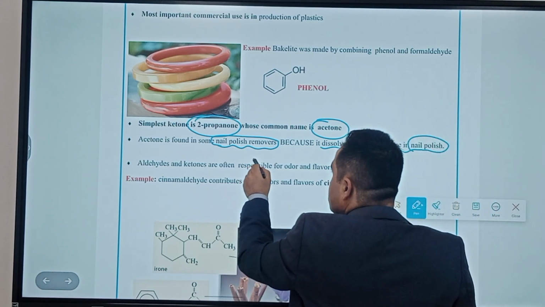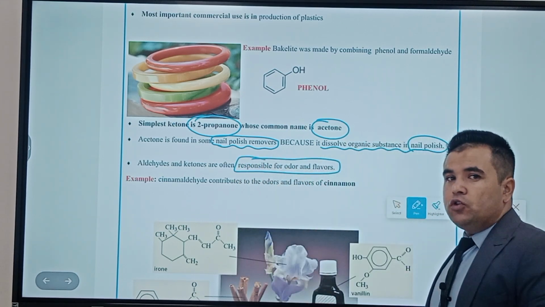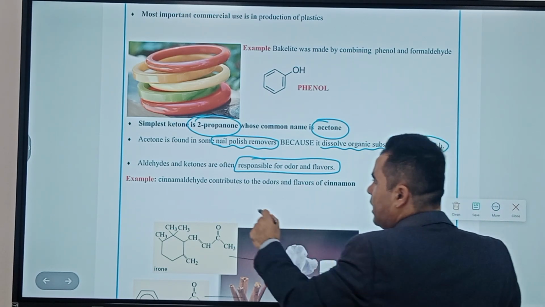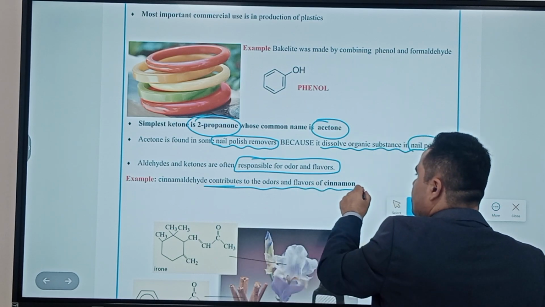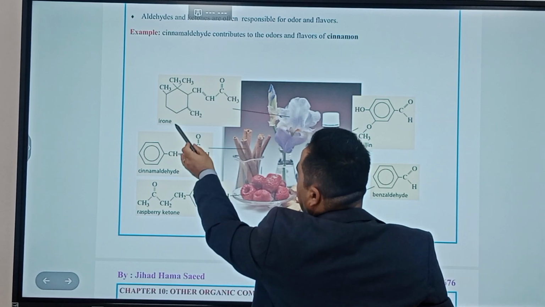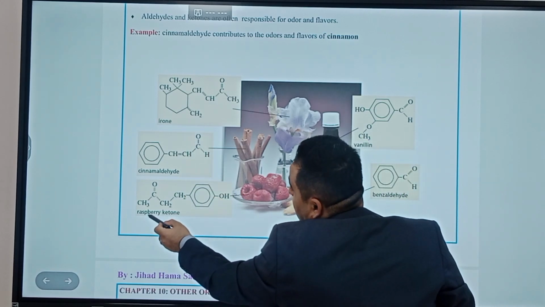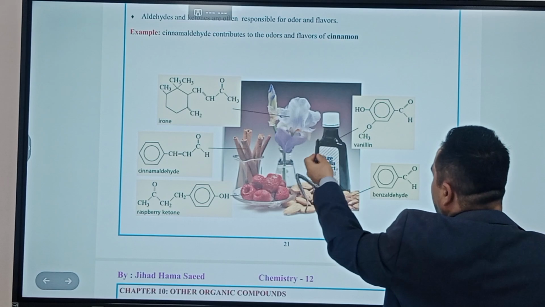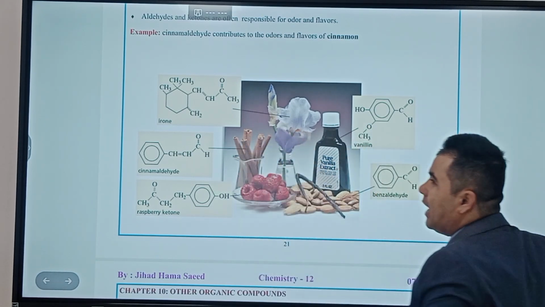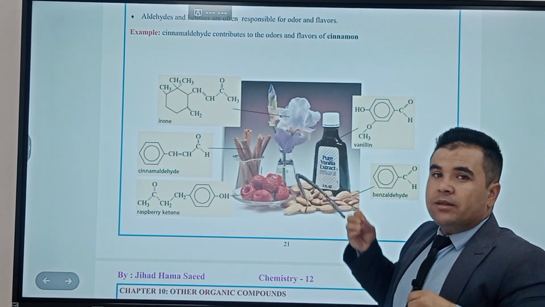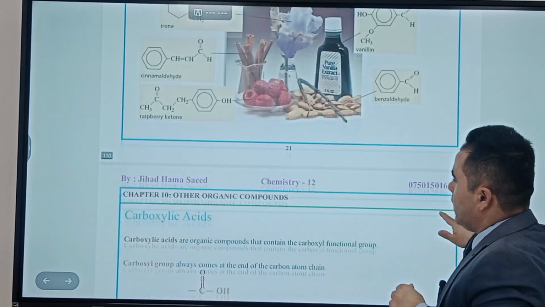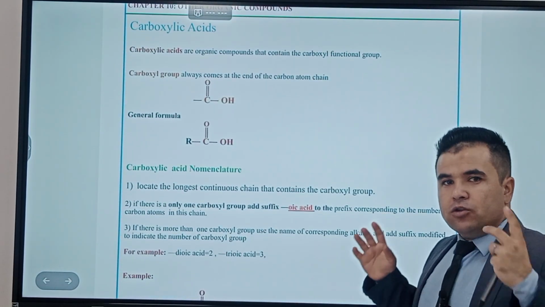Aldehydes and ketones are often responsible for odors and flavors. As I told you, they are responsible at the beginning for the odors and flavors as well. Cinnamaldehyde contributes to the odor and flavor of cinnamon. As you can see here in the picture: cinnamaldehyde, then raspberry ketone, vanillin, and benzaldehyde. These are all aldehydes and ketones, and they have different tastes, flavors, and smells.